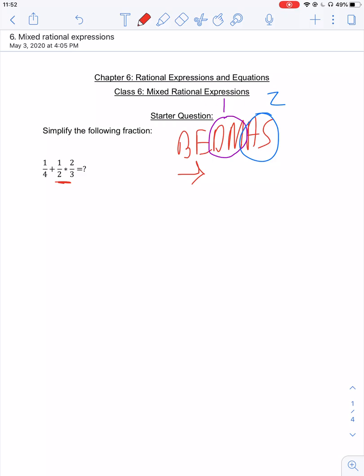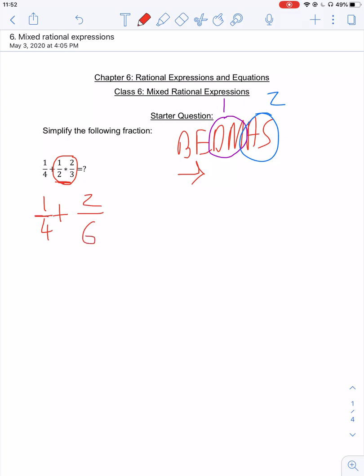Multiplying isn't difficult, because you just have to multiply your numerator by your numerator and denominator by a denominator. So the 1 over 4 stays the same, plus, and now these two fractions will get multiplied. So 1 times 2 is just 2, and then 2 times 3 is 6. Now this is my question.